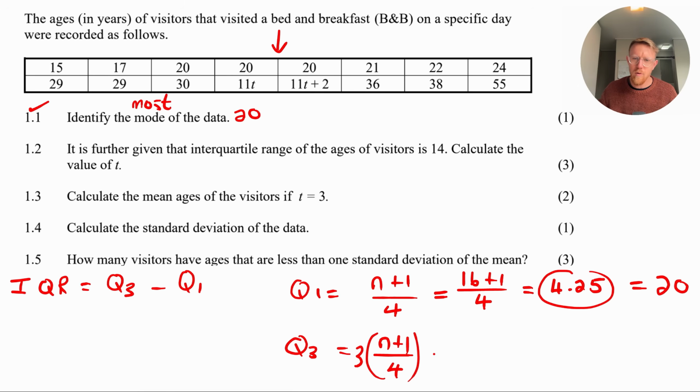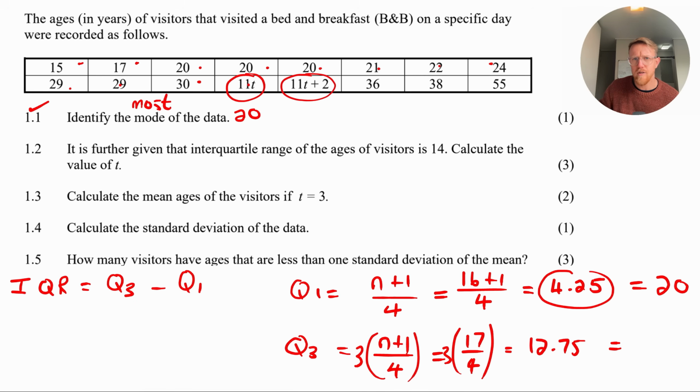And now if we wanted to find Q3, you're going to end up getting 17 over 4, but then that is multiplied by 3. And so that would give us 12.75. So you'll go to position 12 and position 13. So 1, 2, 3, 4, 5, 6, 7, 8, 9, 10, 11, 12. So here's position 12 and here's position 13. And so you would have to find the number that is between those two.